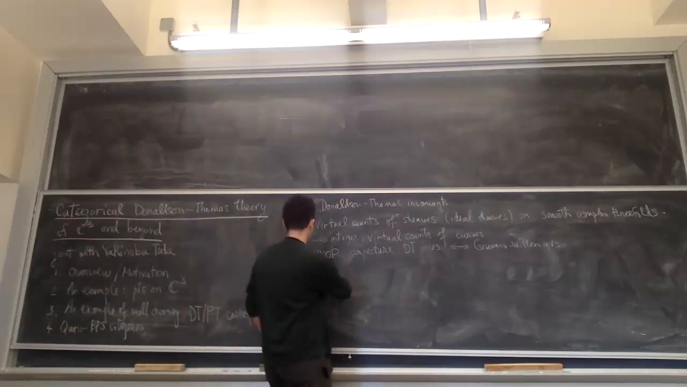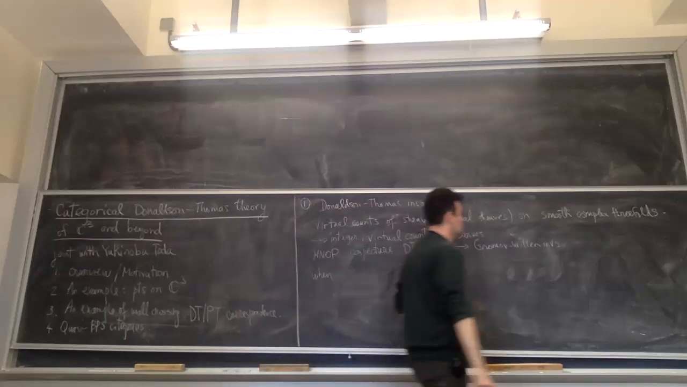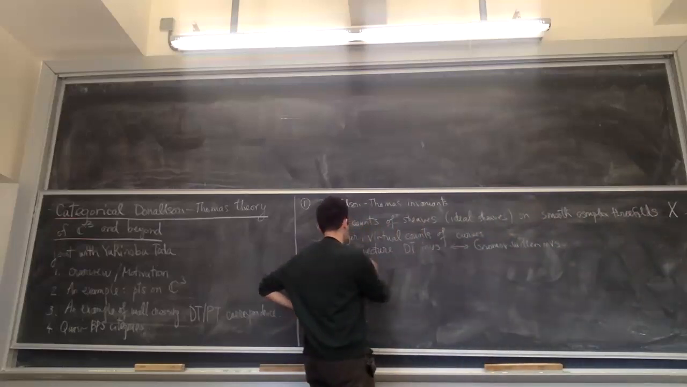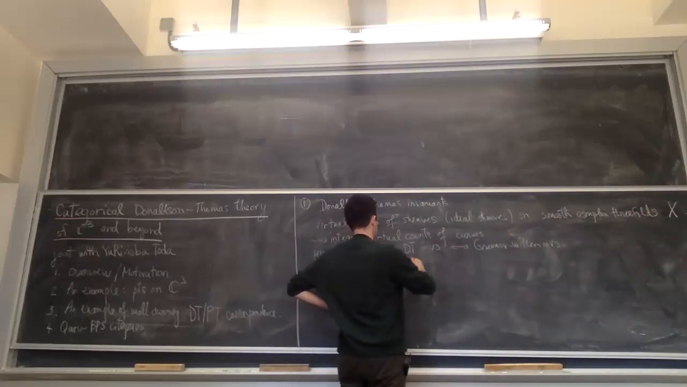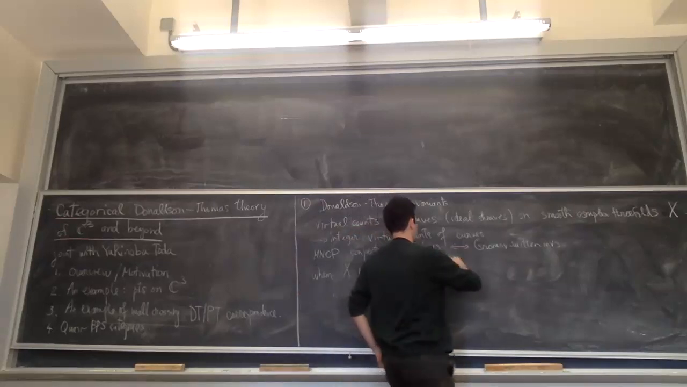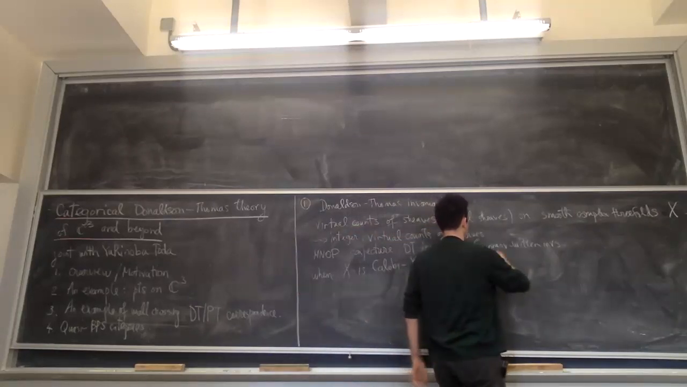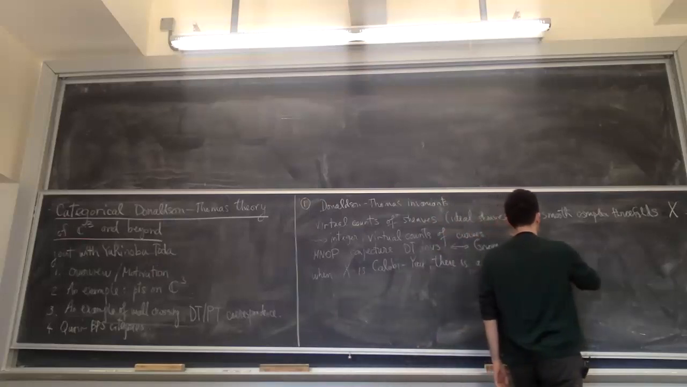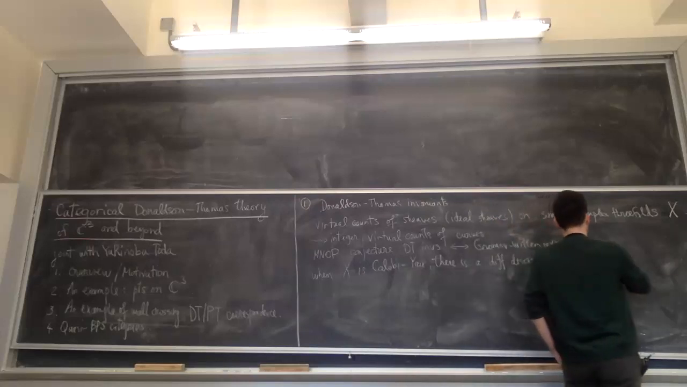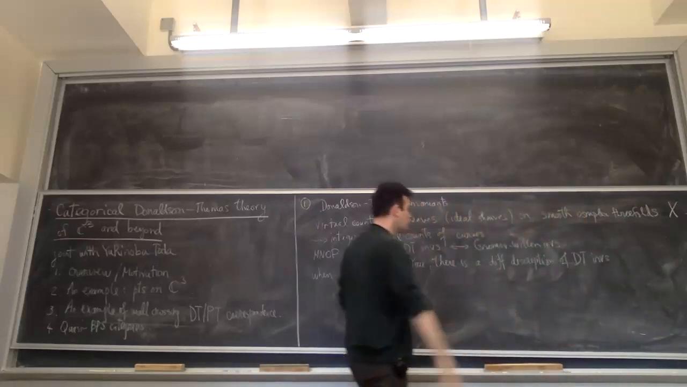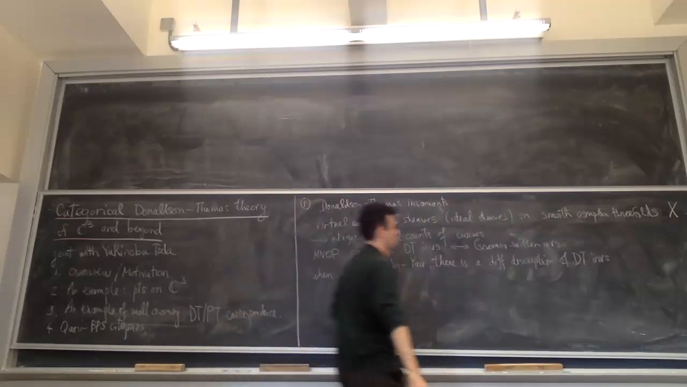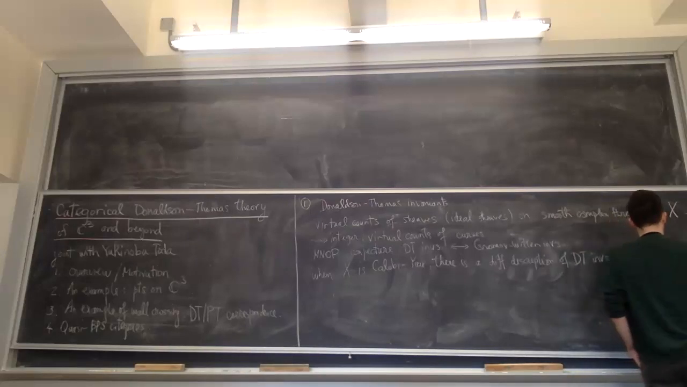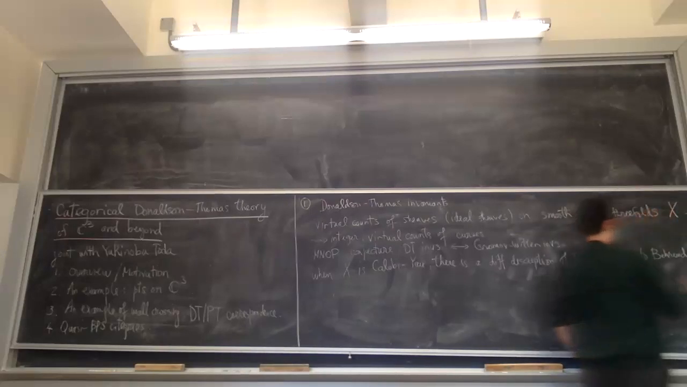So when X is Calabi-Yau, there is a different description of DT invariants, based on vanishing cycles, due to Behrend and other people, Joyce and his collaborators.